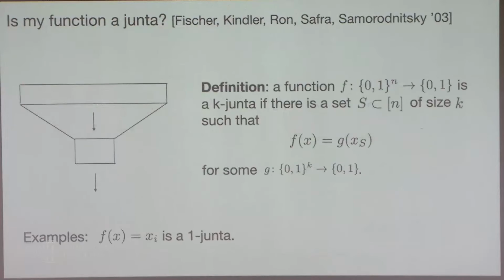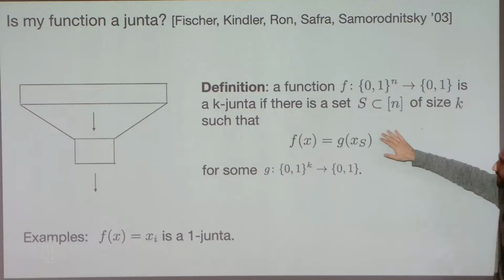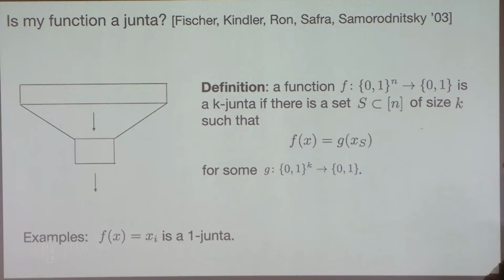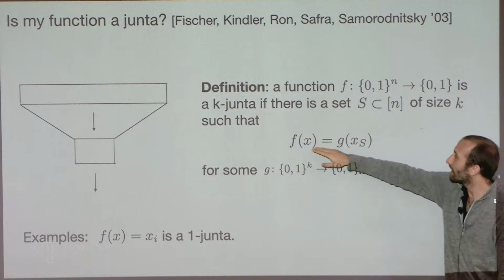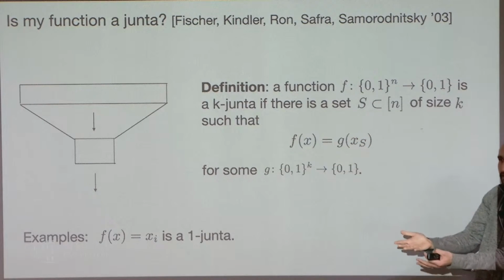Okay, let me just finish with the third property I said I would talk about: is my function a k-junta, or junta. This property was introduced to property testing by Fischer, Kindler, Ron, Safra, and Samorodnitsky. The definition of a junta is that you should think of the function as a computational device. A function f is a k-junta if the way that you compute the function is by only looking at k of its coordinates. This means that there's some hidden set S of size k such that the function value only depends on those bits in that subset S. So your function only depends on few of its variables.